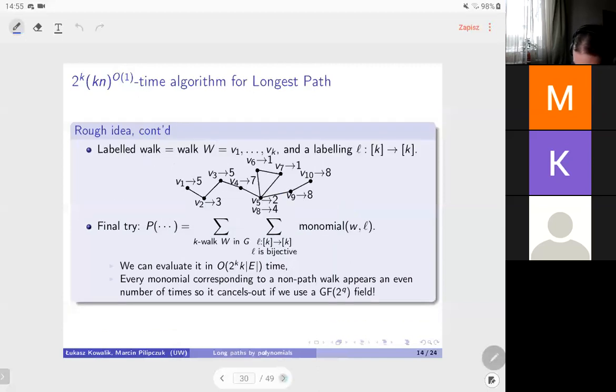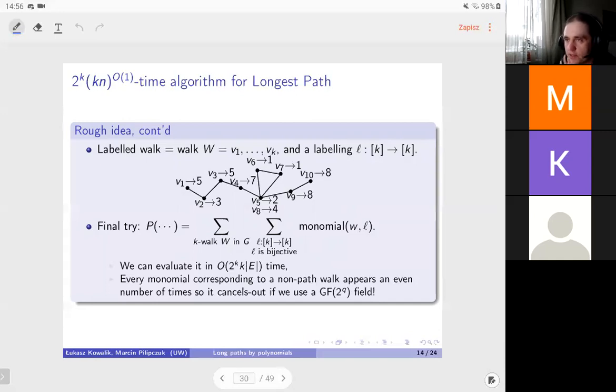So this is the most important trick now. This is the rough idea that will be formalized on the next slide. But the idea is as follows. We won't be only counting walks, but we'll be counting walks with a bijective labeling of the vertices. Okay, so let me just let it sink for a while.